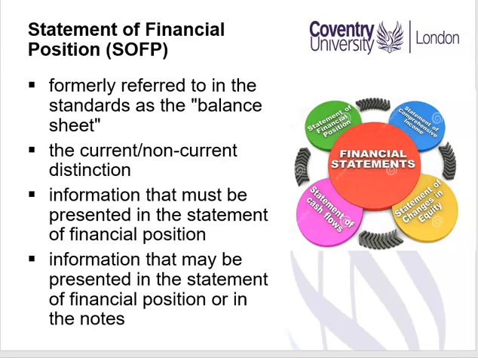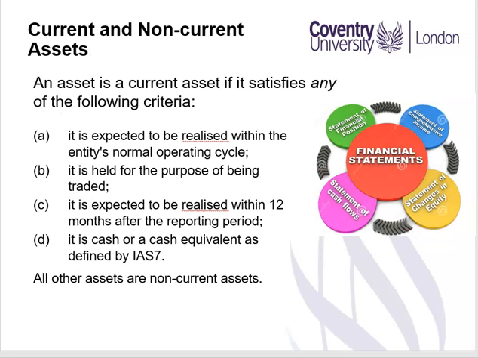There is certain information that must be presented in the statement of financial position. And there is other information that may be presented in the statement of financial position, or perhaps relegated to notes, or simply by way of note. Let's look at the distinction between current and non-current. First of all, we focus on an asset. If you remember last week, we defined assets as a resource controlled by an entity as a result of past events. So now we are looking at the types of assets.